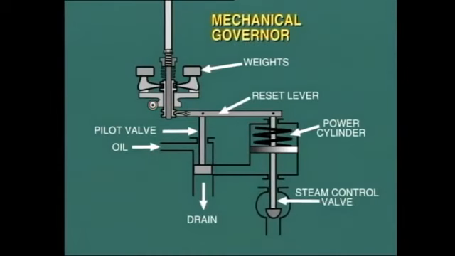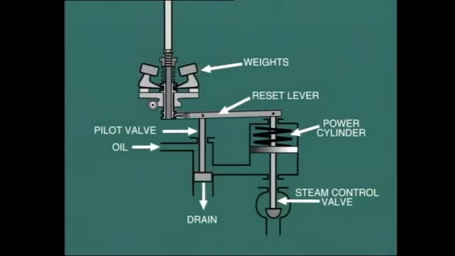In this particular arrangement, a mechanical governor is used to sense turbine speed. Other types of governors are also used, as we'll see in a moment. In this configuration, a change of turbine speed causes the centrifugal weights to move. For example, a decrease in speed causes the centrifugal weights to move inwards and lower the pilot valve.